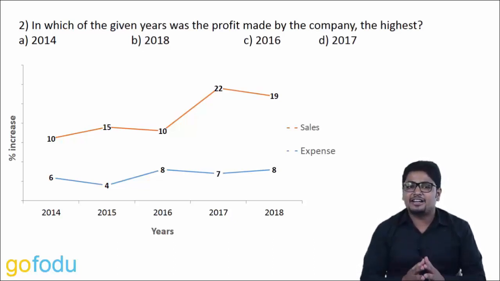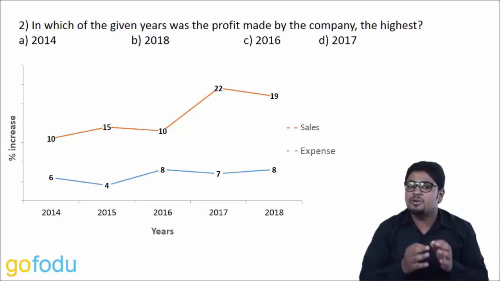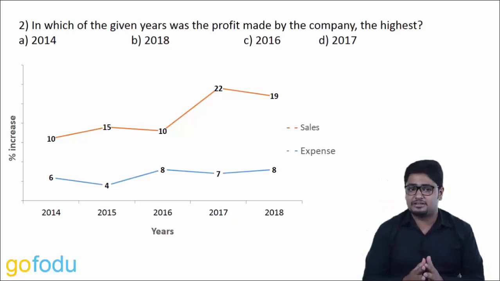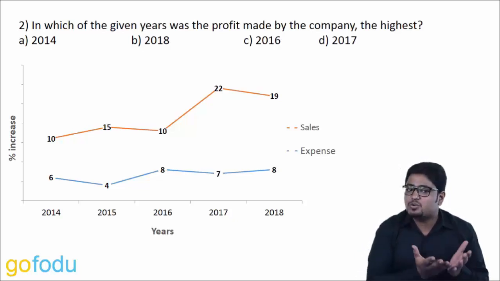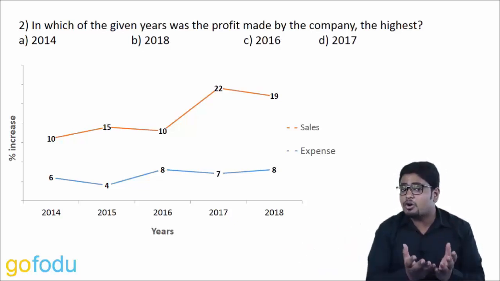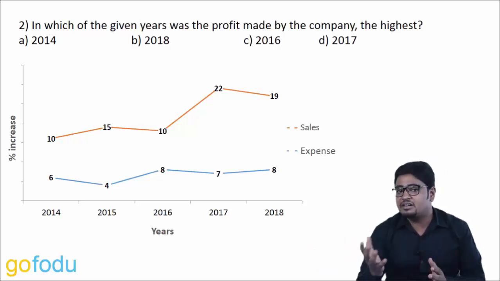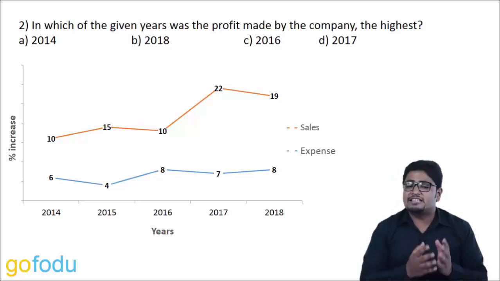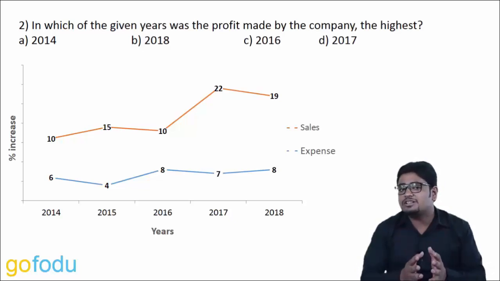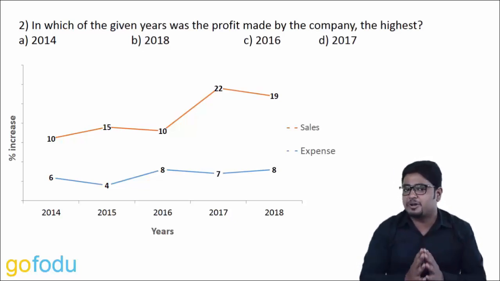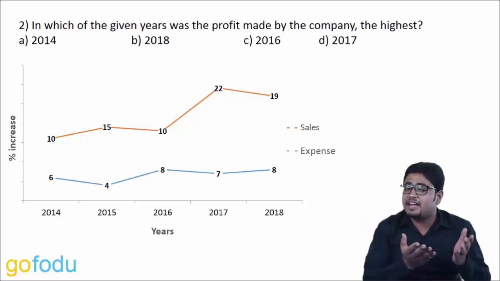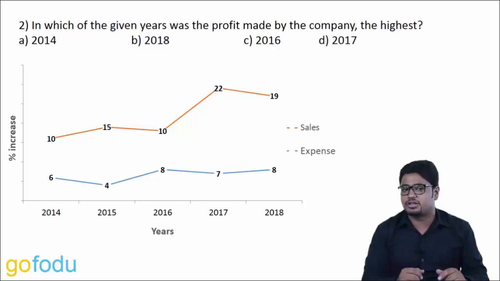It's understood that if we need maximum profit, we need maximum sales and at the same time minimum expense. Also, sales as well as expense are growing each year. We have a positive value for growth rates given in the graph. So, sales and expense both are increasing each year. And in 2013, sales was more than expense. In 2014, sales increased by 10% and expense increased by 6%.